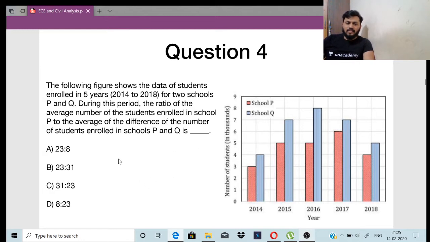Okay, so I'll give you guys the formula also. The ratio you should find out is P divided by P minus Q. This ratio you guys have to find out: P divided by P minus Q. So find it out. Here is the graph. The graph is here. So it is P by P minus Q.